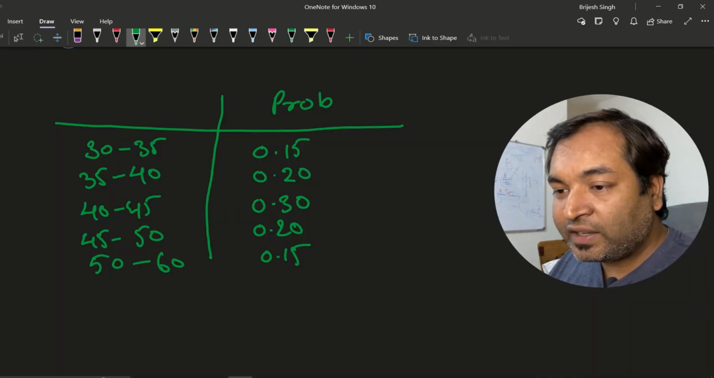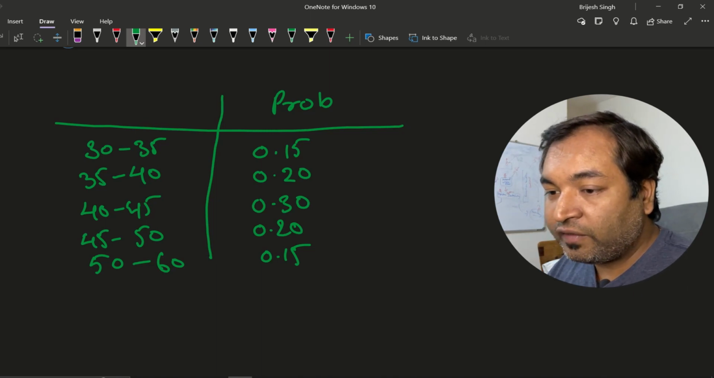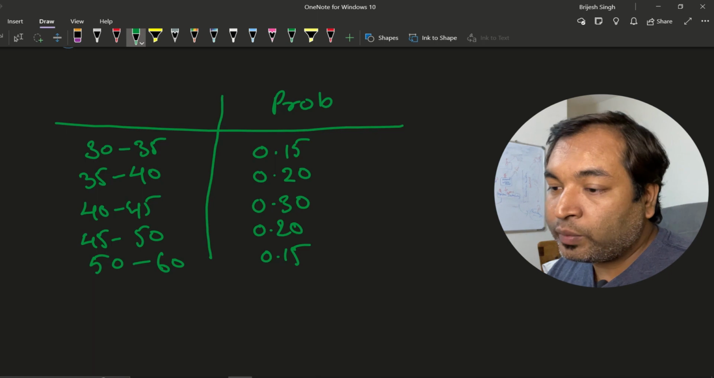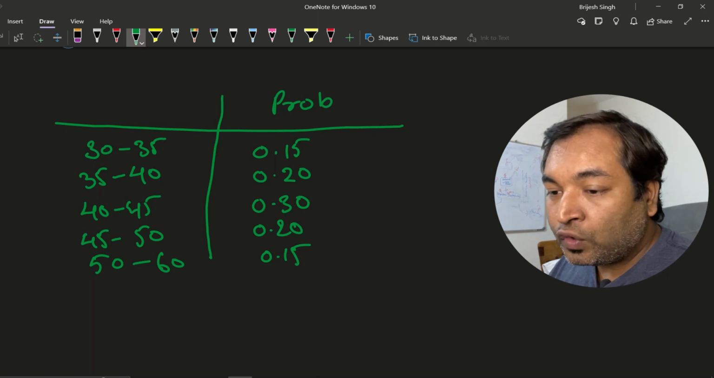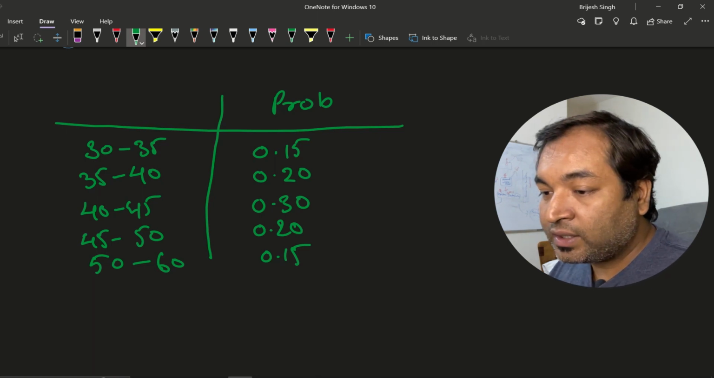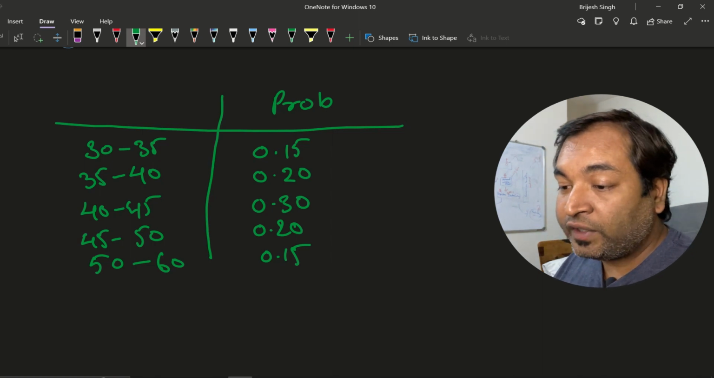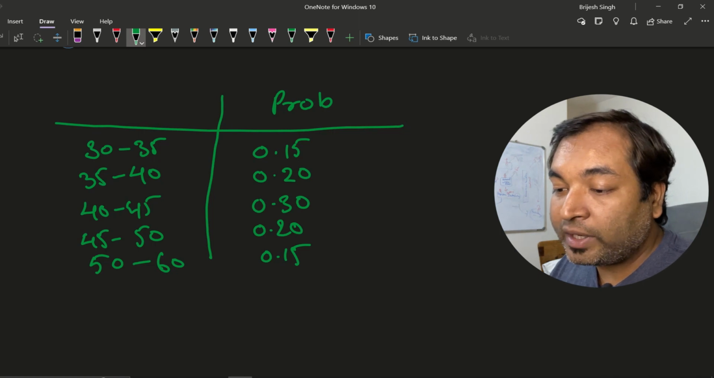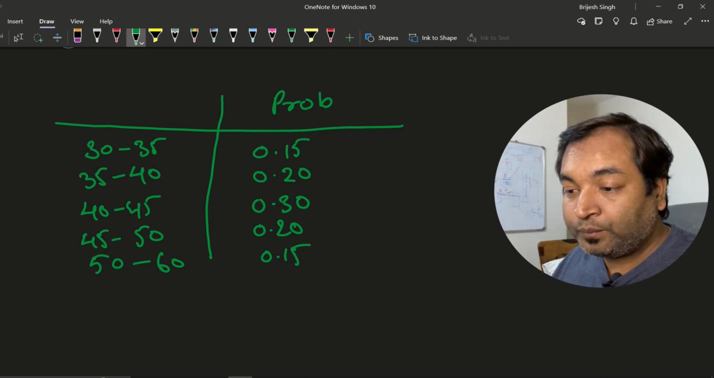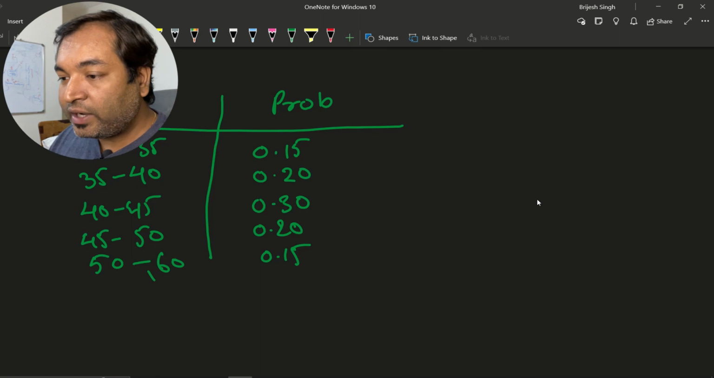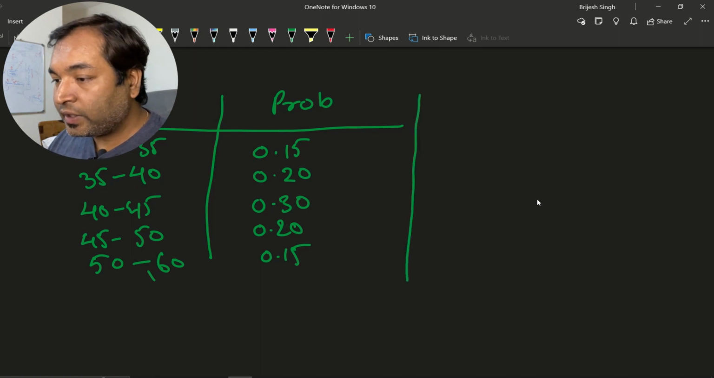So let's say someone takes 30 to 35 minutes: the probability is 0.15. For 35 to 40, it is 0.20. For 40 to 45 minutes, the probability is 0.30. For 45 to 50, 0.20, and for 50 to 60 minutes, the probability is 0.15. Now let's calculate the cumulative probabilities, right?